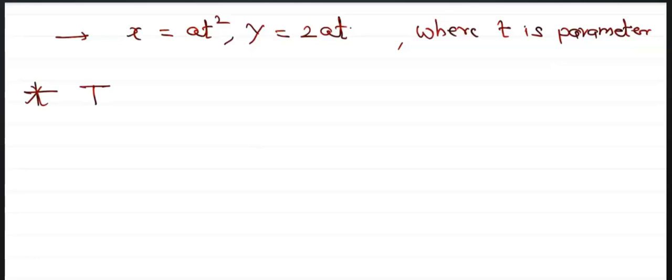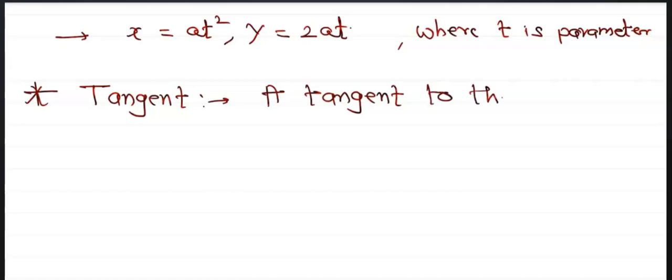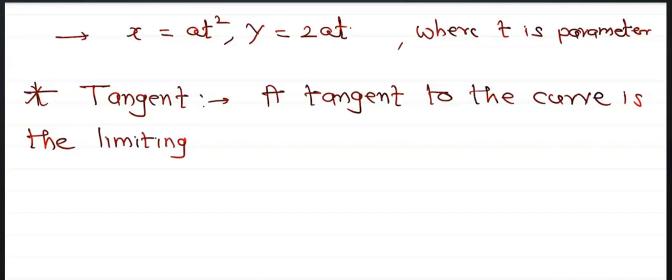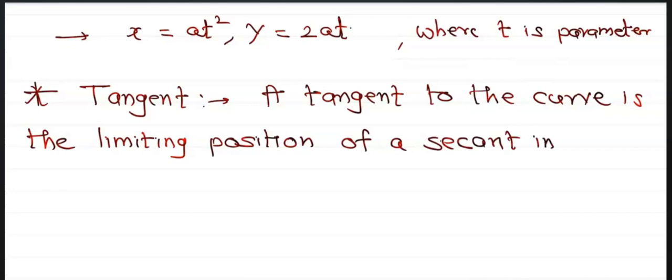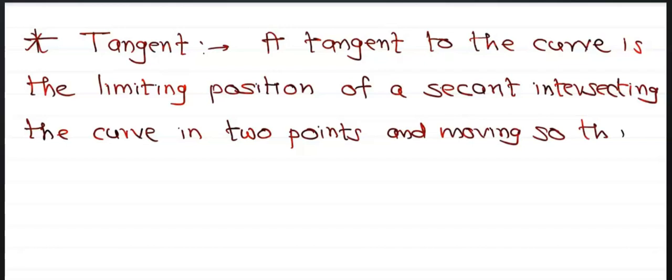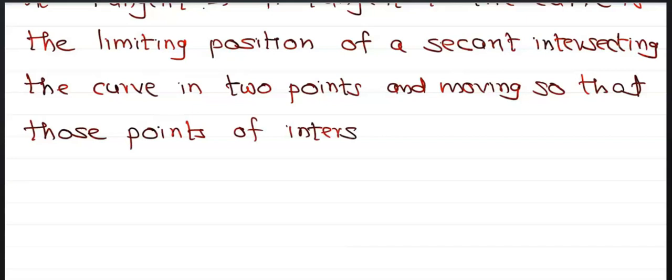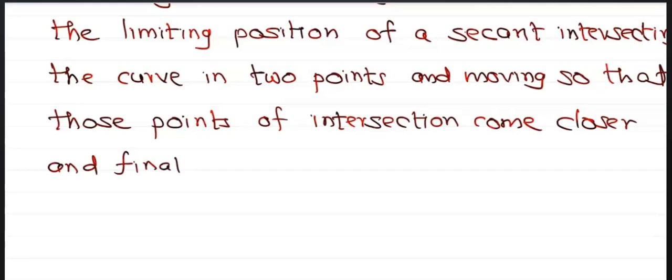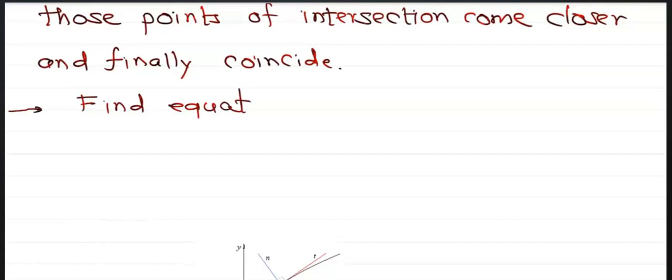Next is tangent. A tangent to the curve is the limiting position of the secant intersecting the curve in two points and moving so that those points of intersection come closer and finally coincide. When they coincide, that is a tangent to the given parabola.